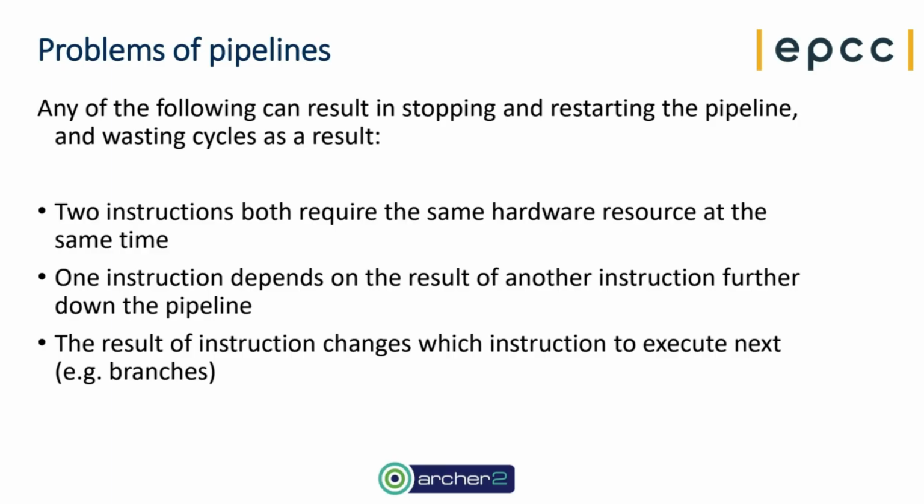Okay, so that's not too bad, but worse is what happens if one instruction depends on the result of another instruction further down the pipeline. So if we do a multiplication and then do a test on that multiplication to decide what to do next, then the test instruction can't immediately execute. The next multiply instruction would have to wait for that test to happen first. And also, the results can change the control flow.